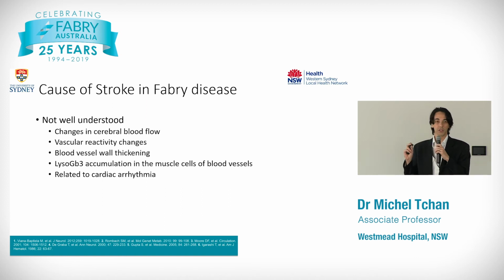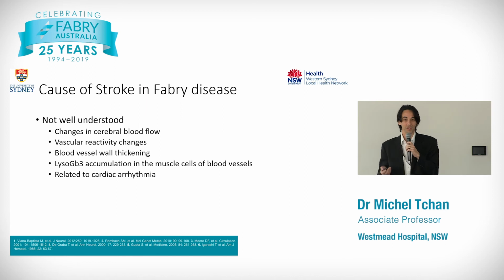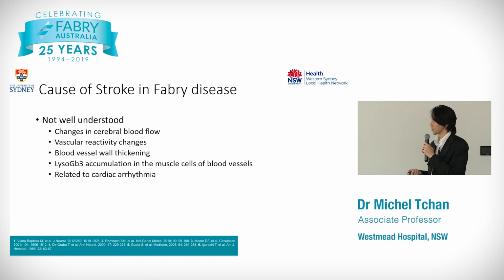The blood vessels themselves seem to be more irritable, I guess, in a sense. They're more reactive. So they're more likely to spasm and block off than the general population. The blood vessels themselves have thicker walls, and we get a lot of accumulation of lyso-Gb3 in the blood vessel walls as well.